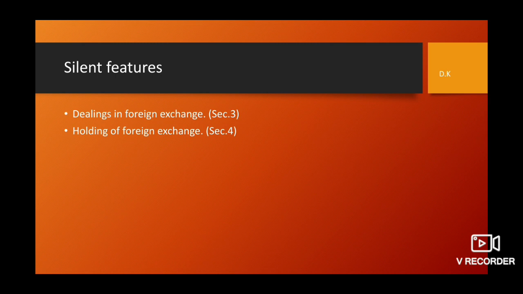Next, holding of foreign exchange. Not only dealing, the holding is also mentioned in Section 4 of the act.